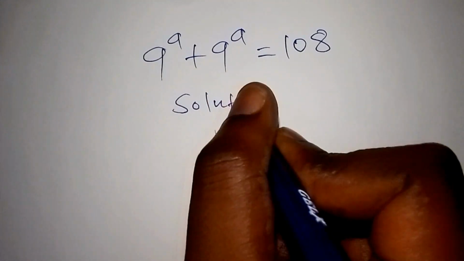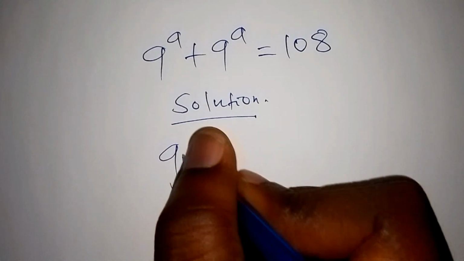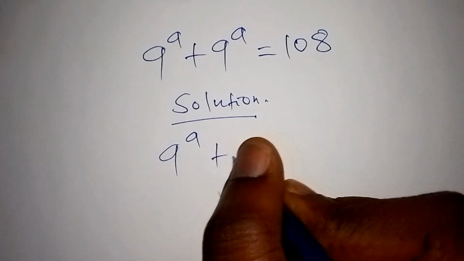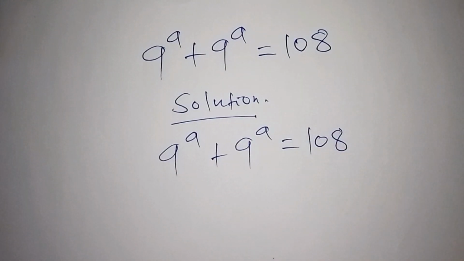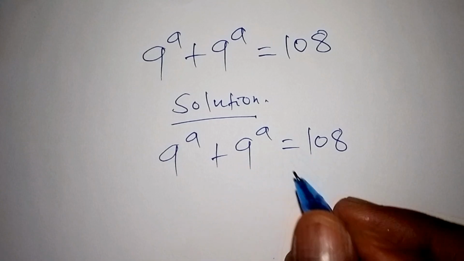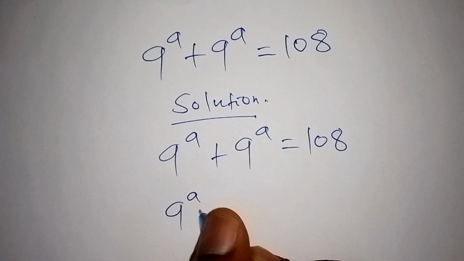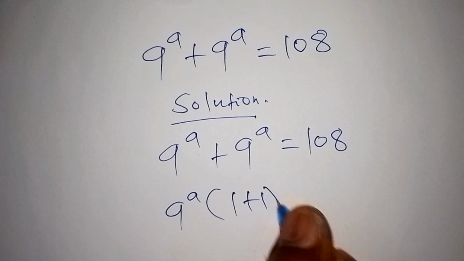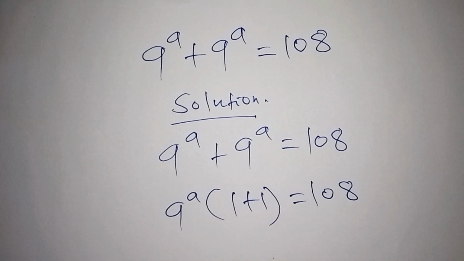So in our solution, this is what we have: 9 to the power of a plus 9 to the power of a is equal to 108. The first thing we need to do is factorize 9 to the power of a plus 9 to the power of a. So 9 to the power of a into bracket 1 plus 1 is equal to 108. So from there we have factorized it.